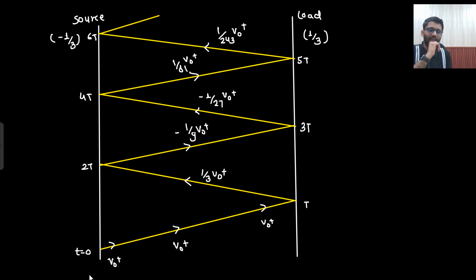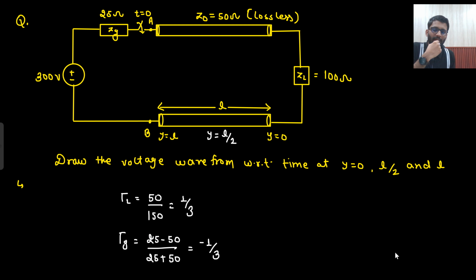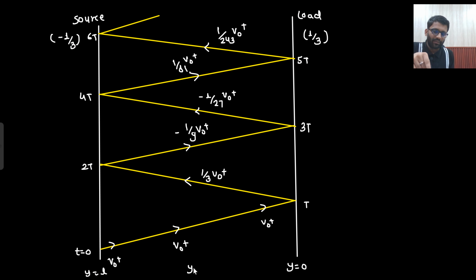Okay, this is your y equals to 0, this is your y equals to L, and the middle one is y equals to L by 2. Is that clear to you?